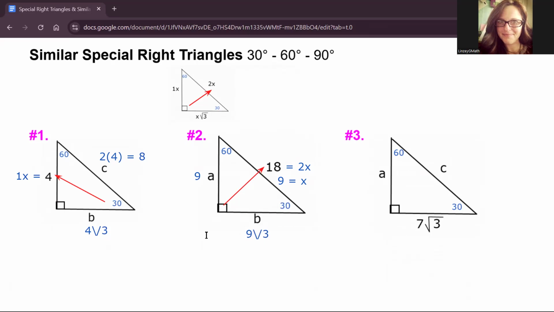And number 3, they gave us the opposite side of 60, which is equal to x square root of 3. We'll divide by square root of 3, and we get the scale factor. x is 7. So we've multiplied every side by 7. 1 times 7 and 2 times 7.